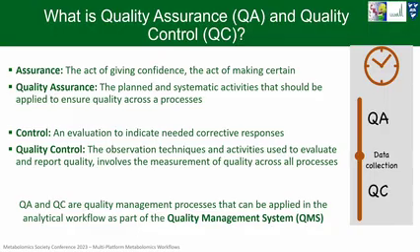In contrast, control is the way to evaluate, to indicate if corrective response is needed. And quality control is the observation of the techniques and activities used to evaluate and report quality. And this involves the measurement of quality across all of the processes. So typically, QA is performed in the planning stage before the data is collected, and the QC processes are performed afterwards so that you can measure the quality of the data. And these are combined together to do the quality management process and applied in the workflow as part of the QMS.